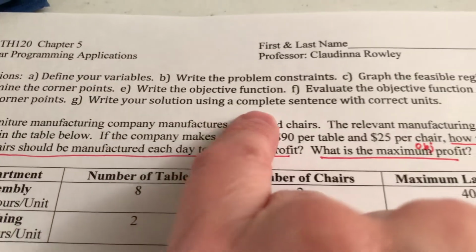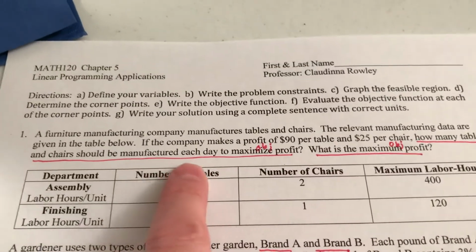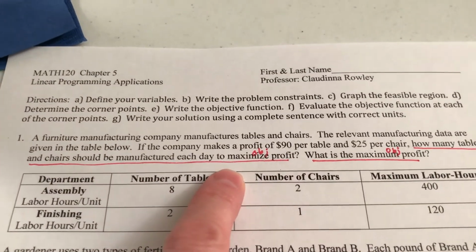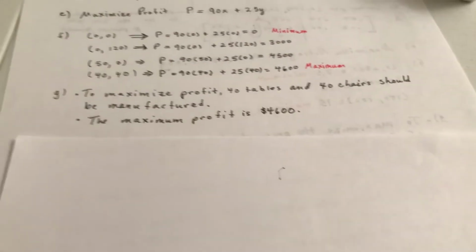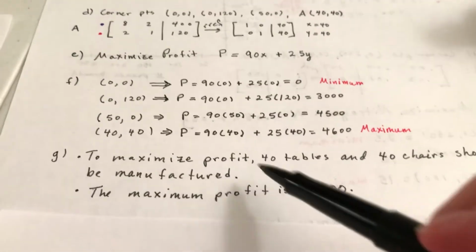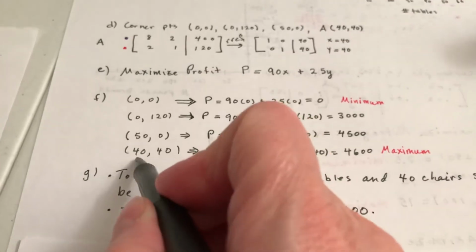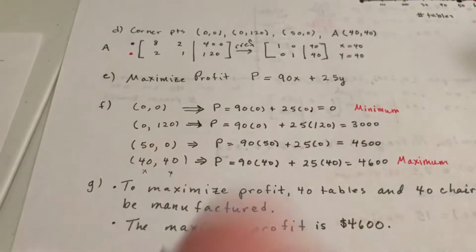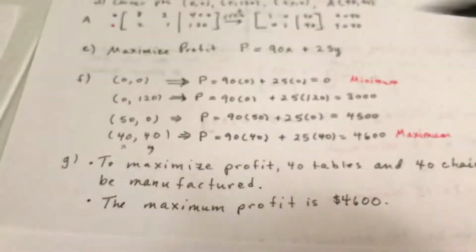Write your solution using a complete sentence with correct units. Now, it says how many tables and chairs should be manufactured each day to maximize profit, and what is the maximum profit? So I'm going to answer that. To maximize profit, look up here. This is maximum. Now remember that this is your X and your Y. So we're talking about 40 tables and 40 chairs.